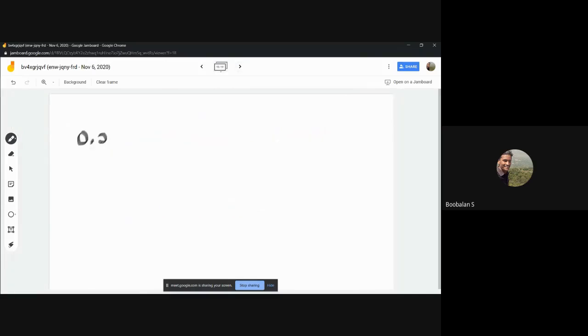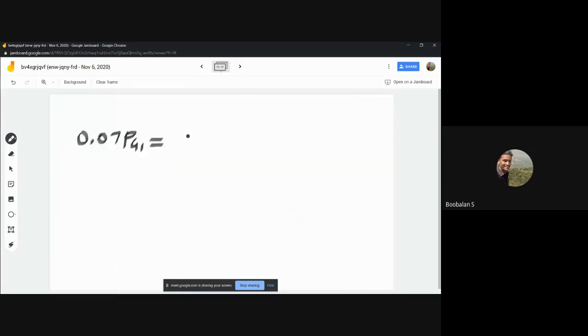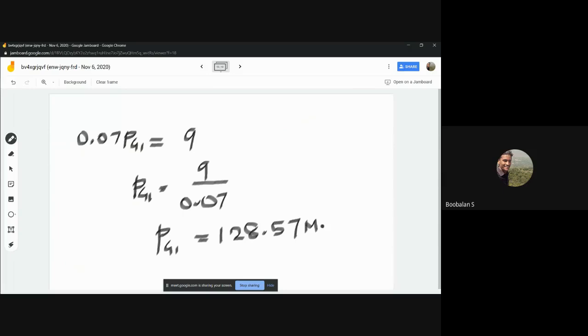So 0.07 Pg1, and this 16 is now coming to this side, and it will be 25 minus 16. It will be 9, I guess, right? So 9, yes, and Pg1 equal to 9 divided by 0.07. What is the value for Pg1? 128.571. Yeah, 128.57 megawatt. It's correct.